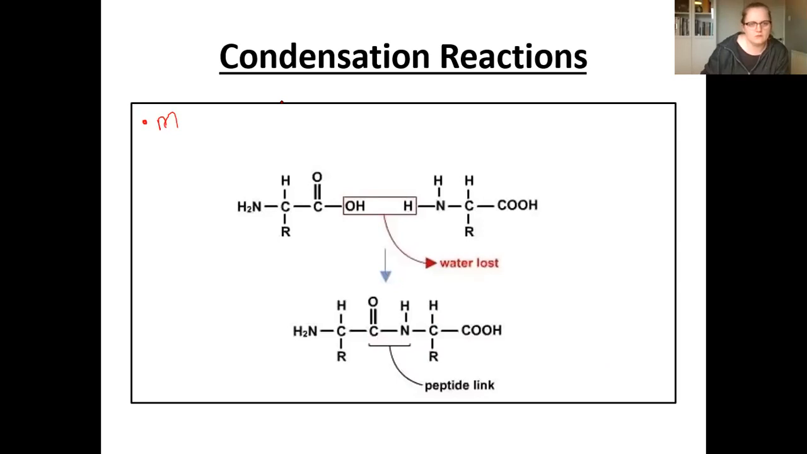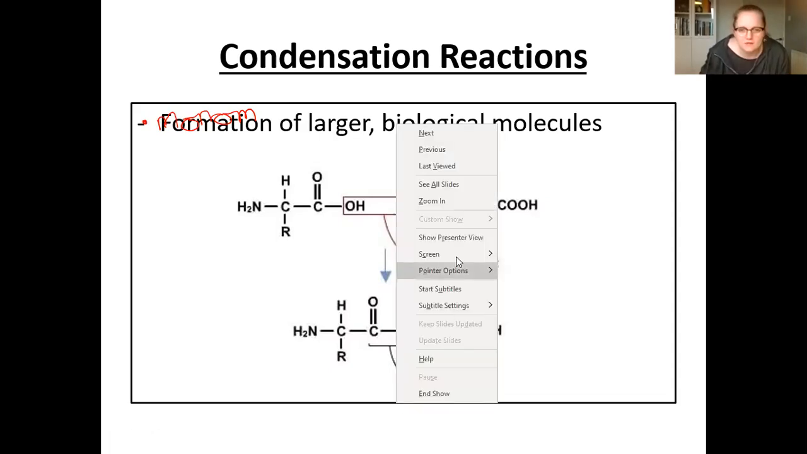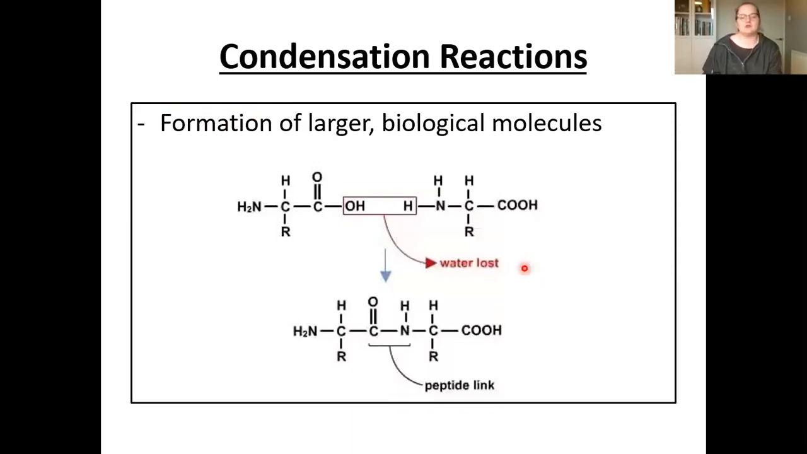If we want to join some monomers together, we would use a condensation reaction. It's the formation of larger biological molecules. So, for example, we've just spoken about monomers. We want to make a polymer. We're going to use a condensation reaction.